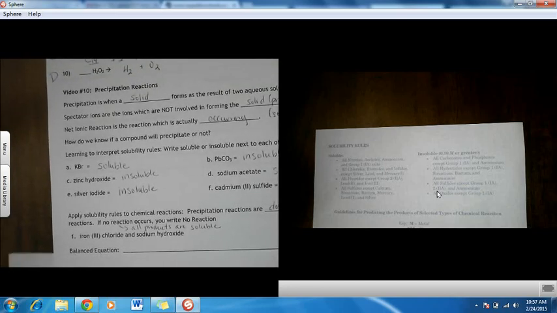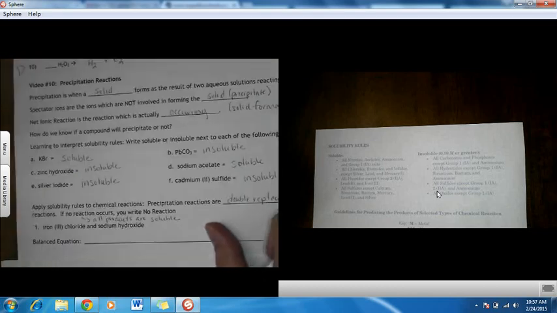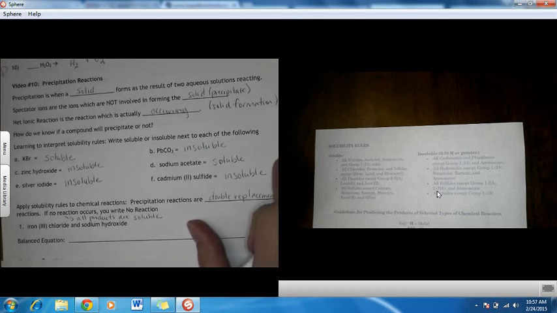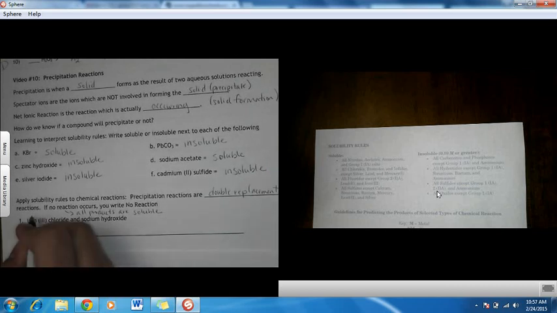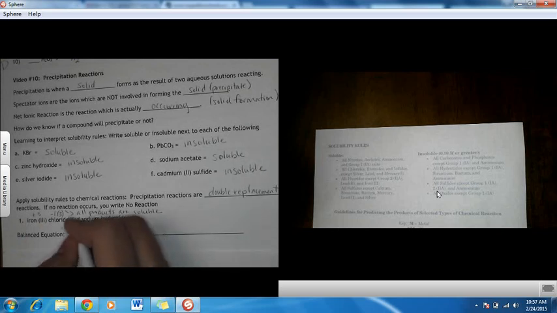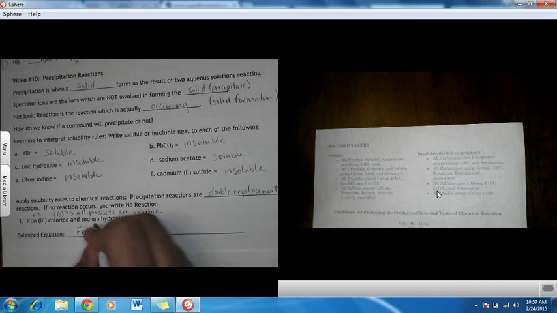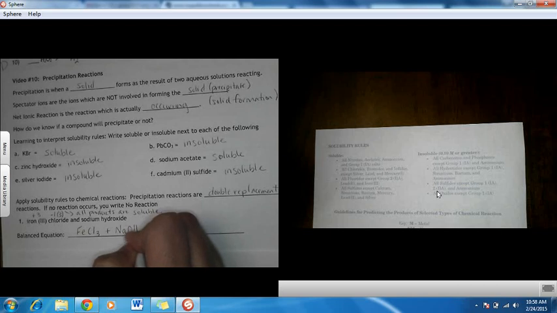Okay, so for the next one. Alright, so we have iron 3 chloride. So let's write that. That means iron is plus 3, chloride is minus 1. So I'm going to need 3 chlorides to make that add up to 0. So we have FeCl3. And sodium hydroxide. Sodium's a plus 1, and hydroxide's a minus 1, so we just need one of each.